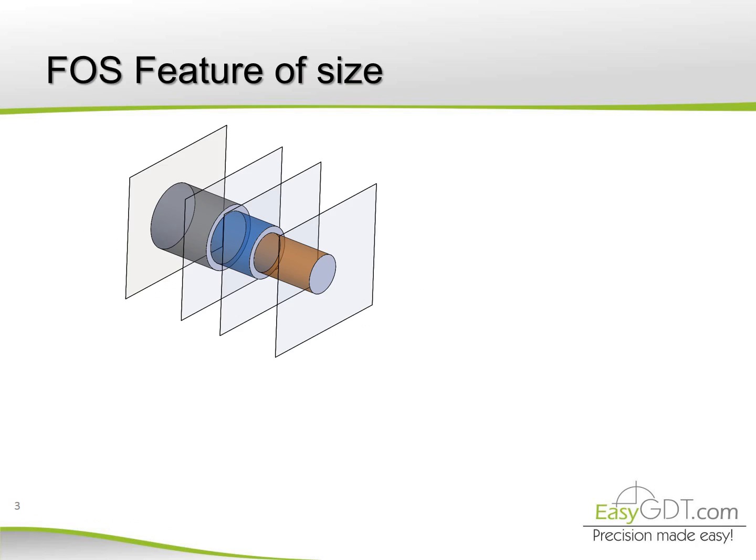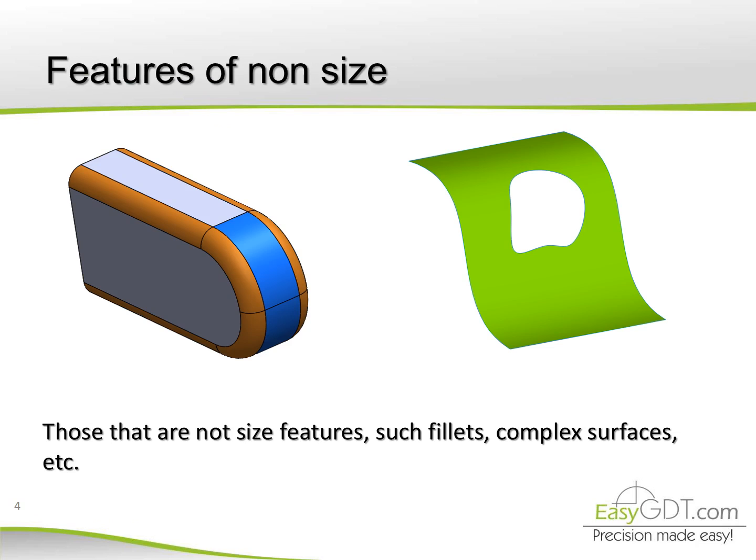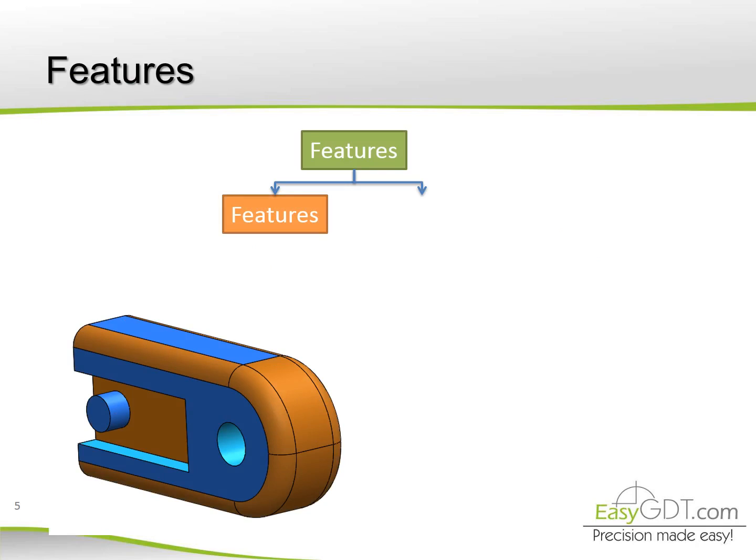FOS, feature of size: a surface of a cylinder or sphere, two opposite parallel elements or two opposite parallel surfaces. It can be either internal or external. Which brings us to the features with no size, or simply features. Some examples are fillets, complex surfaces, etc.